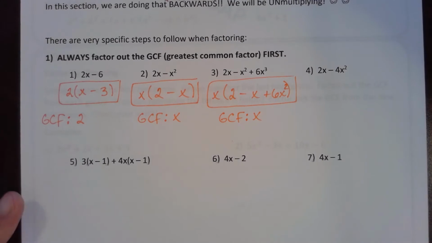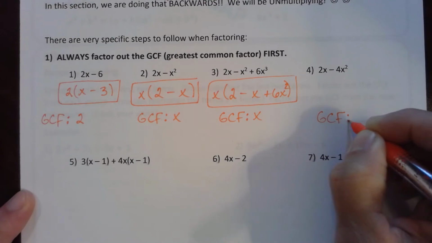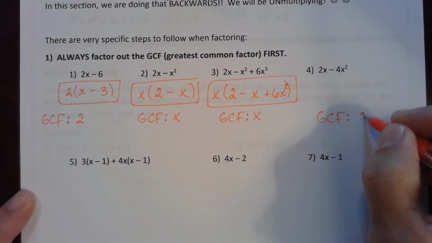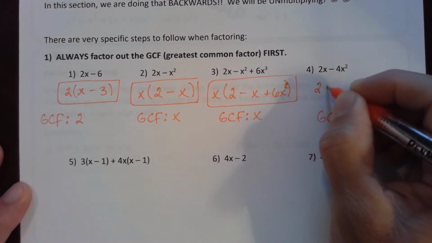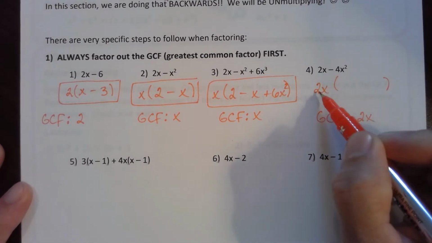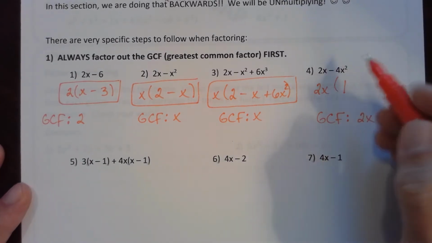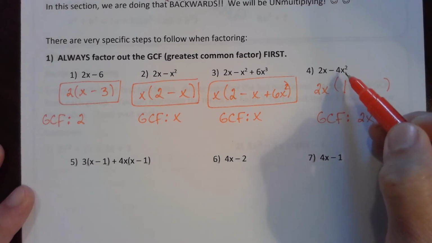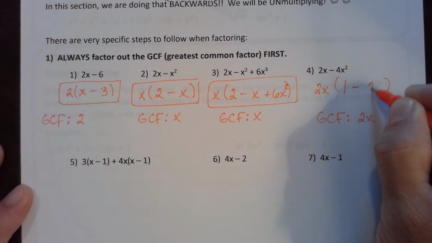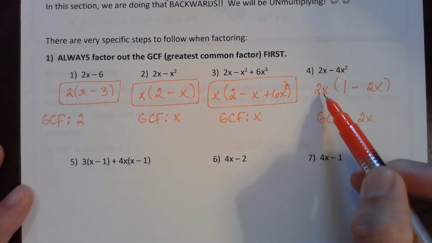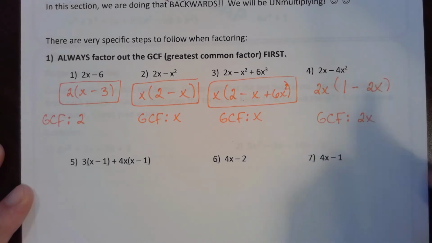So what is the GCF in number 4? They both have a 2 and they both have an x. So the GCF this time is 2x. That goes on the outside. What do you multiply by 2x to get 2x? You multiply it by 1. What do you multiply by 2x to get the negative 4x squared? We multiply it by a negative 2x. Let's double check. 2x times 1 is 2x. 2x times 2x is 4x squared.